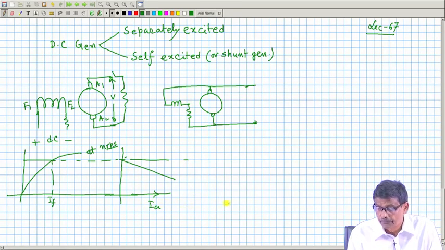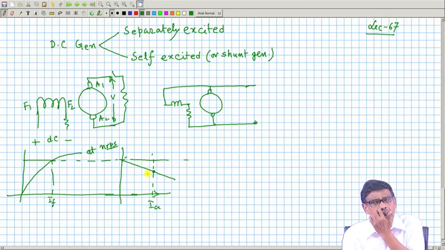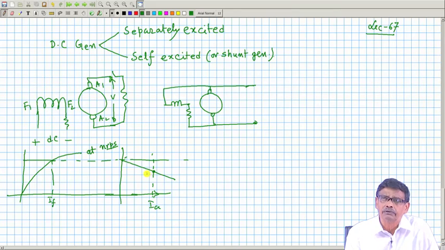Try to draw more and more armature current. Of course, there is a rated armature current beyond which you will not go. From no load, this voltage will drop, because the terminal voltage is Eg minus IaRa minus brush drop. Because of armature reaction also, a little bit of voltage drop takes place, and I will take up the armature reaction aspect later, as I told you. But this is the overall picture here.